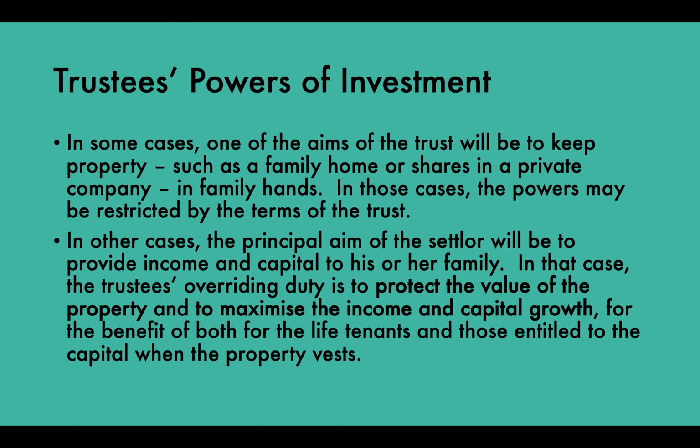So, one example where the trust instrument may dictate how property is to be invested is where the trust instrument says property is to be kept in the family. In such a situation, the trustee's powers of investment are restricted. The trust may also say where the trustee should not invest the money. For example, the trust instrument may say they do not want the trustee buying shares in tobacco.